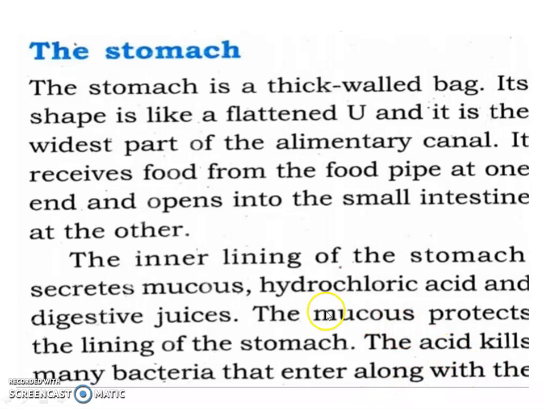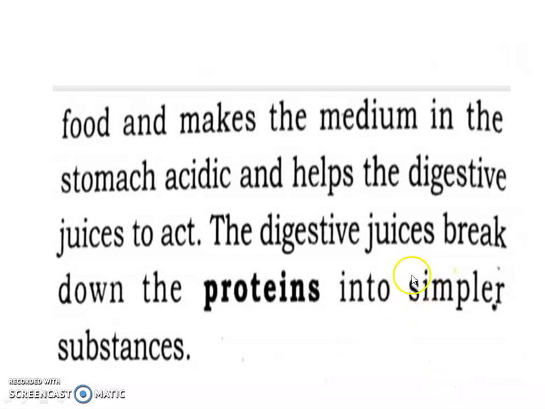The inner lining of the stomach secretes mucus, hydrochloric acid and digestive juices. The mucus protects the lining of the stomach. The acid kills many bacteria that enter along with the food, makes the medium in the stomach acidic and helps the digestive juice to act. The digestive juices break down the proteins into simpler substances.